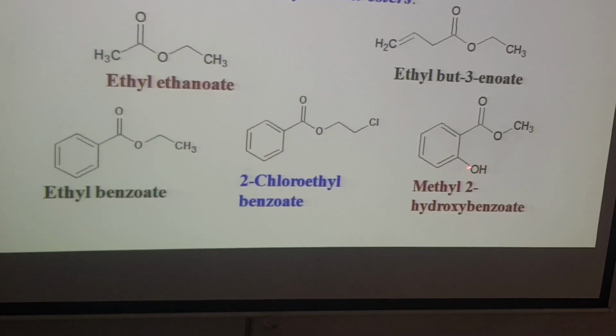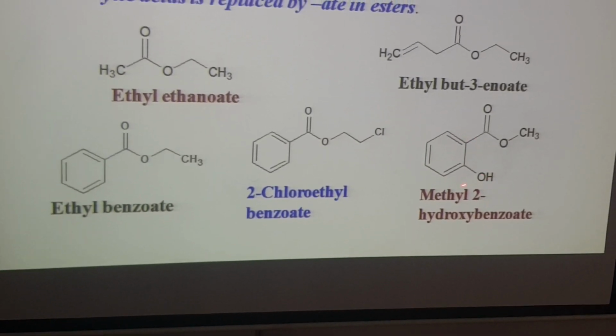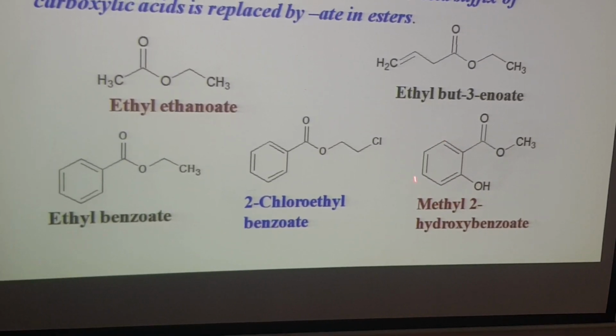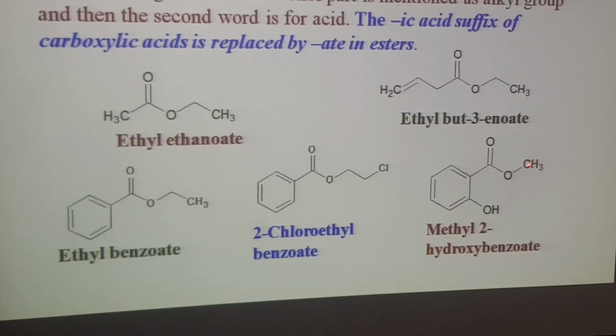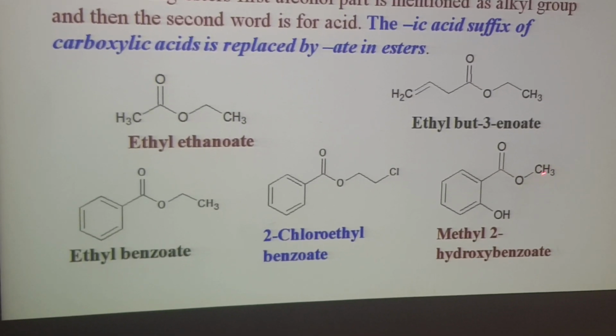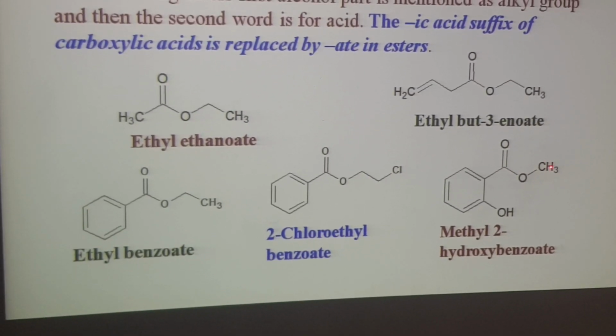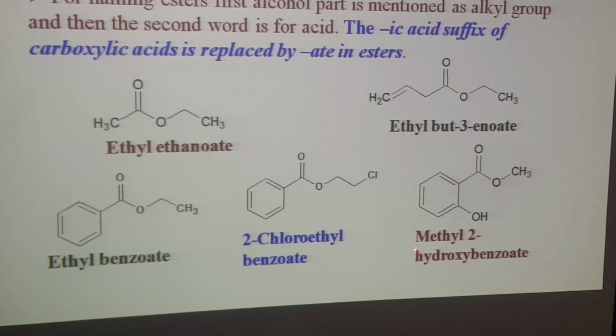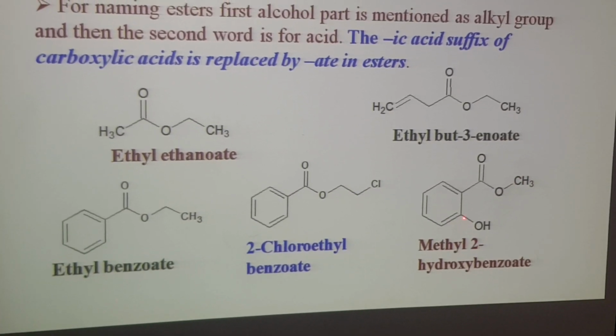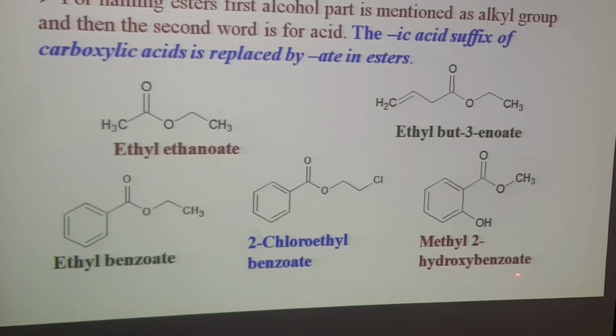And here we have substituted benzoic acid. Okay. So this substituted benzoic acid is involved in esterification with methanol. So the alkyl part is methyl. The name of this molecule is methyl 2-hydroxy benzoate.